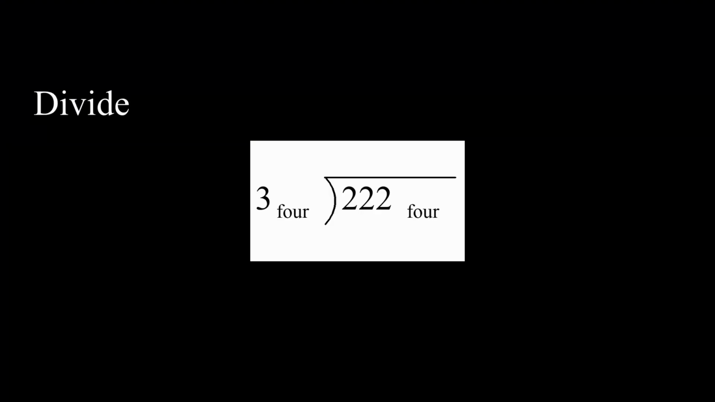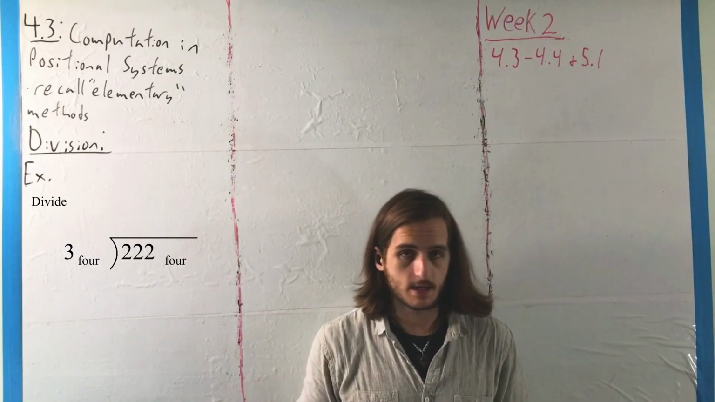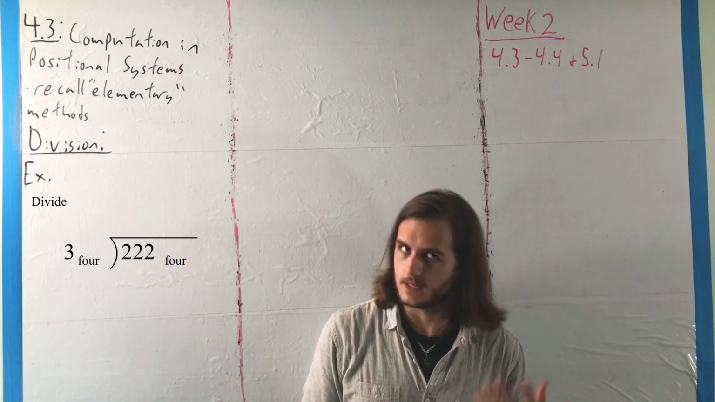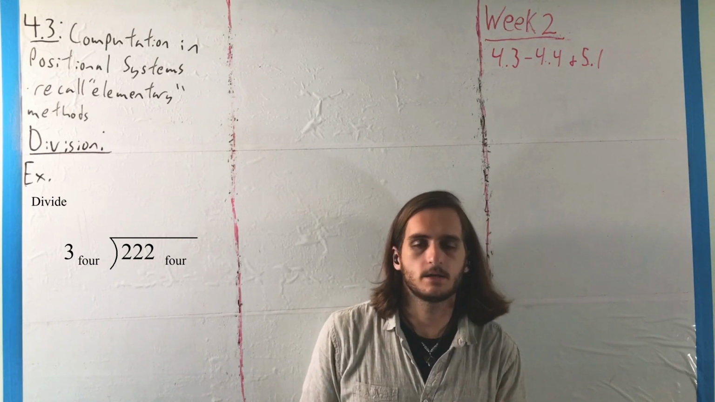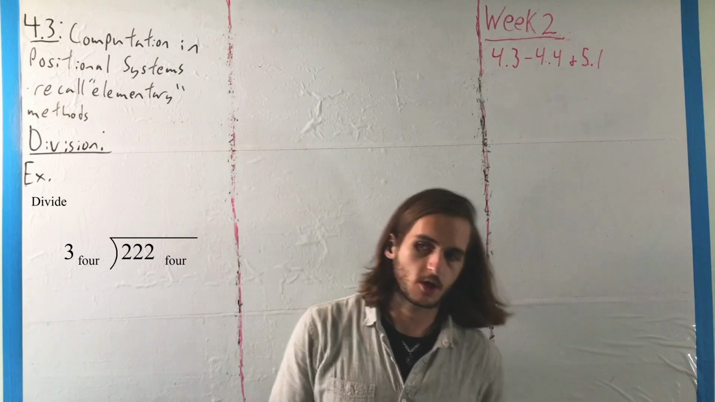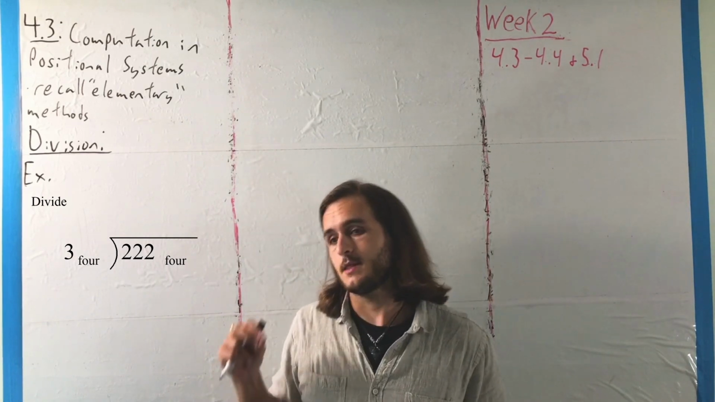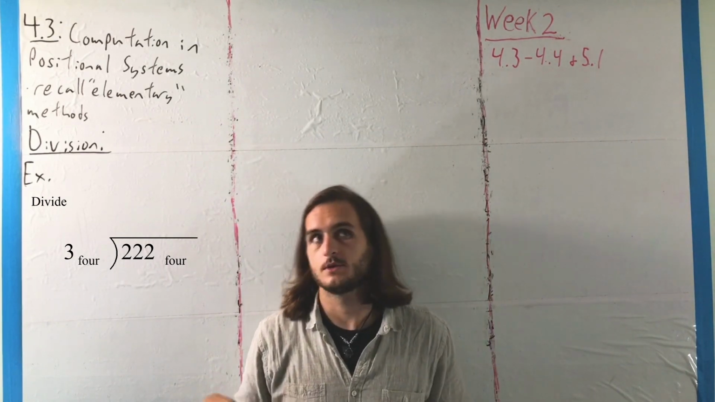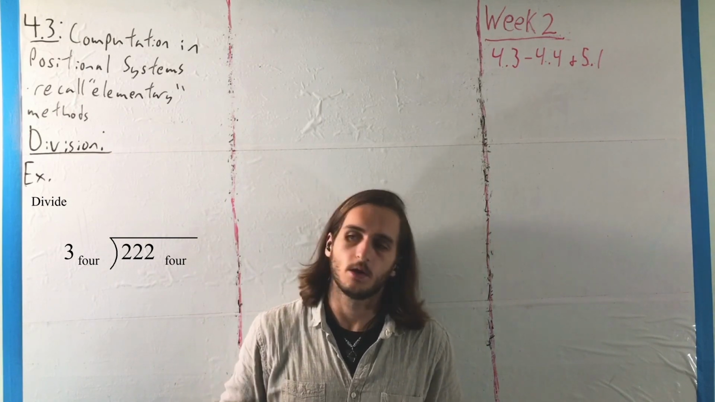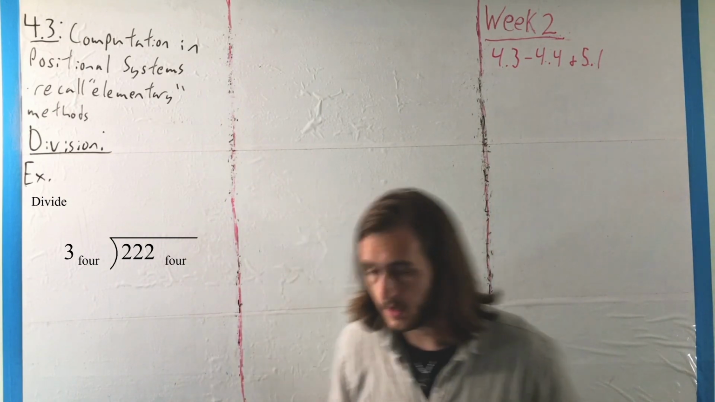For this example here, we want to divide 222 by 3 in base 4, where we have to understand that, for one, 3 doesn't go into 2, but when we're looking at moving over a digit to talk about 3 going into 22, that's not the same as when 3 goes into 22 in base 10, where it'd be 7 with a remainder of 1.